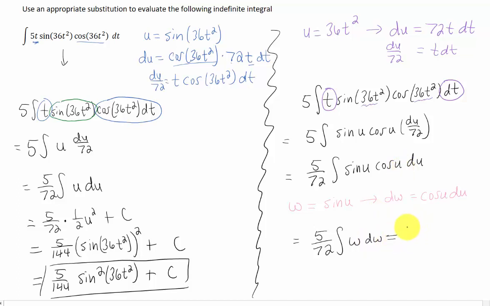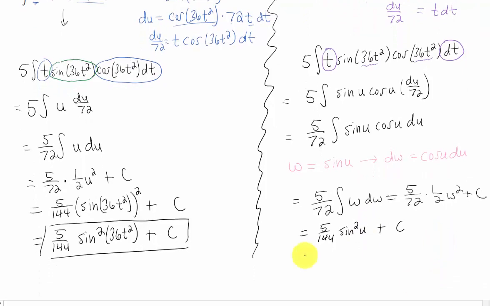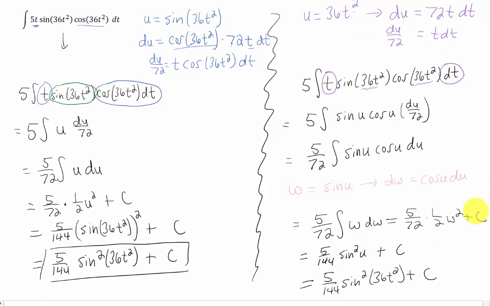And I'm running out of room here, so I'm going to integrate this thing. You get 5 over 72. The integral of w is 1/2 w squared plus c, which gives us 5 over 144. W was the sine of u, so when we square that, we get sine squared u plus c. Now one last step, we substituted in our w variable to get this function in terms of u. We want our original variable back. We want to substitute our u equals 36t squared here to get our final answer in terms of t. That is going to give us the same answer that we got doing the substitution the other way.